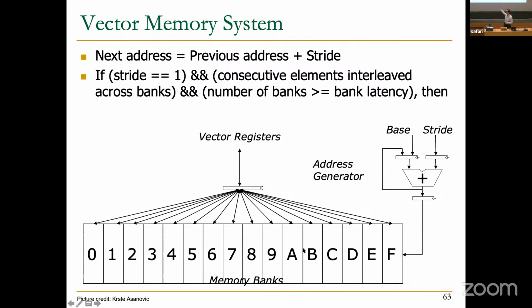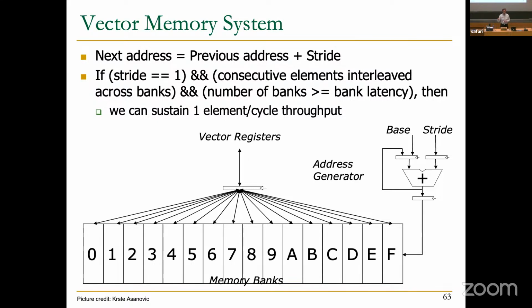But this, of course, requires what I just formalized over here, right? Your stride is 1, and consecutive elements are allocated to different banks. In other words, in memory terminology, consecutive elements are interleaved across the banks, and the number of banks is greater than or equal to bank latency. Then you can sustain 1 element per cycle throughput. If any of these is not true, this equation gets broken and you cannot sustain that throughput. And I'm going to generalize the stride later on.